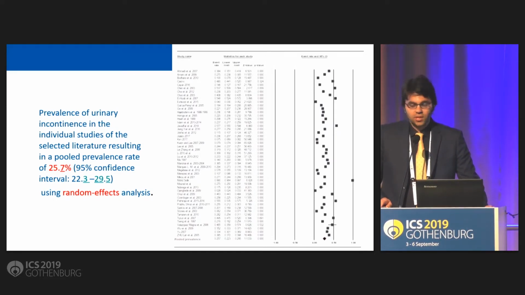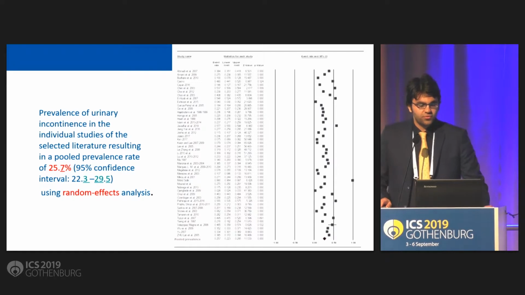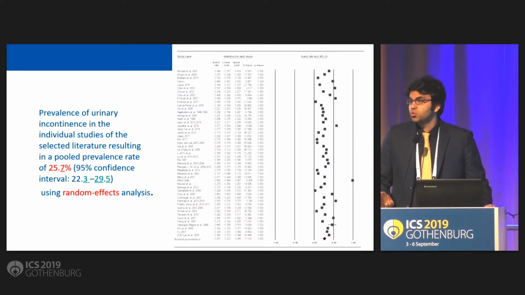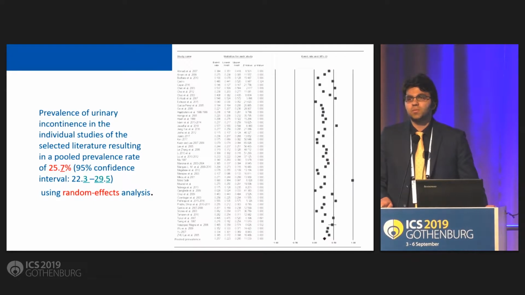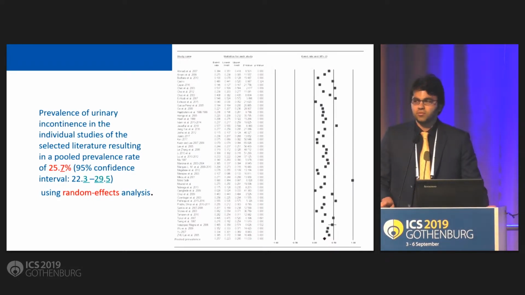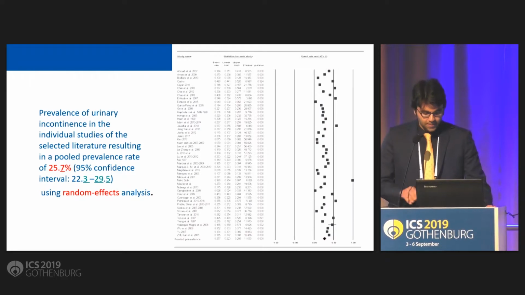This is the meta-analysis of the total prevalence of the studies, and it was 25.7%. As you can see here, we used the random effect model because we had different populations, different characteristics. So we had a high I2, so we chose to use the random effect in all of our meta-analyses.